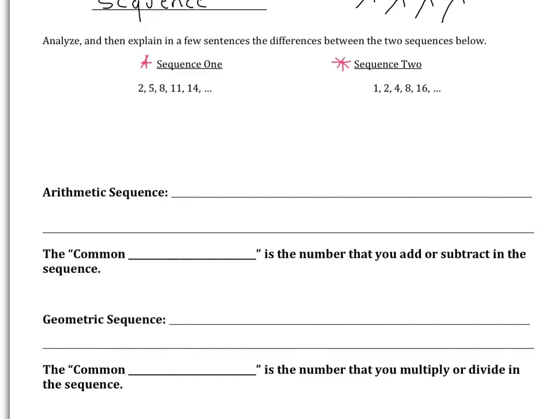Alright, on sequence 1, we should have noticed a pattern of plus 3. So to get from 2 to 5, we add 3. To get from 5 to 8, we add 3, and so forth. On sequence 2, we should have noticed a pattern of times 2. To get from 1 to 2, we times 2. To get from 2 to 4, we times 2. Now, these are each sequences, and each of them are different, but one involves multiplication and one involves addition, and they're different types of sequences.